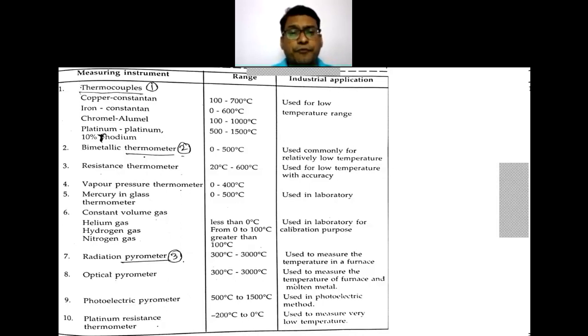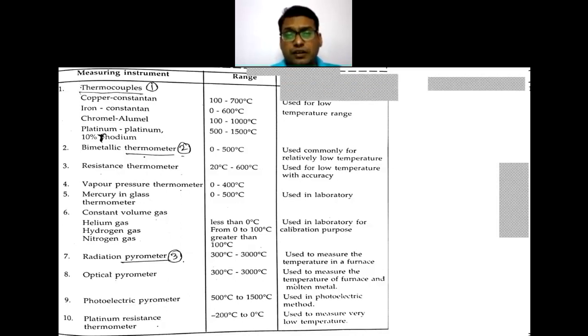Then the vapor pressure thermometers, where the range is still lower, 0 to 400 degrees Celsius. Then our general household or mercury thermometers can be designed up to 0 to 500 degrees Celsius. In our household purpose, it is up to 50 degrees only. Body temperature is not more than that, 97 degrees Fahrenheit or 37 degrees Celsius.